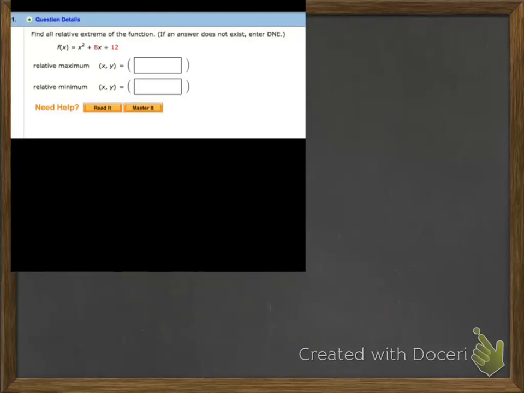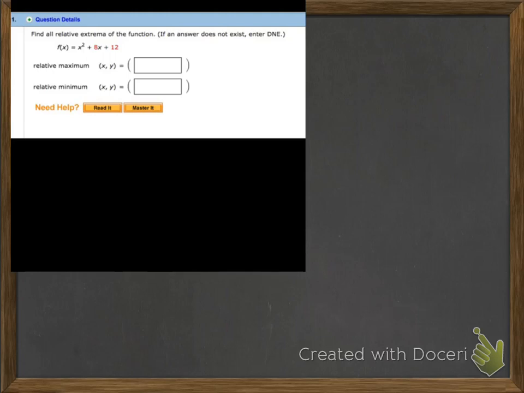Hey you guys, here's a quick look at something I didn't quite get to in class explicitly. We did it through a different type of problem, but if I say find all the relative extrema of the function, the part I didn't get to, other than that profit function that we did, is once you get what the x value is, that's not the end of the story.